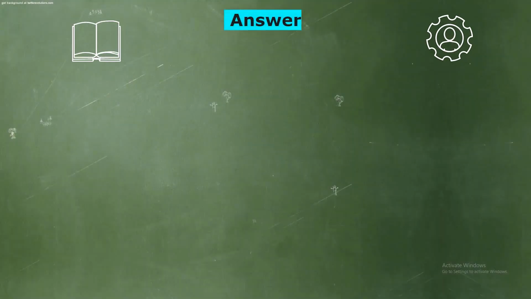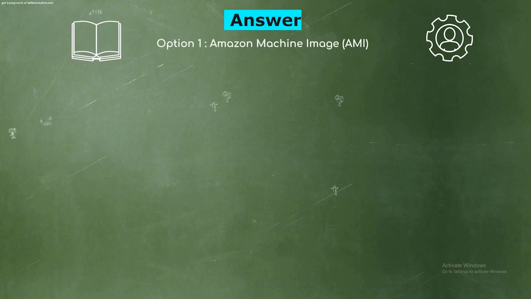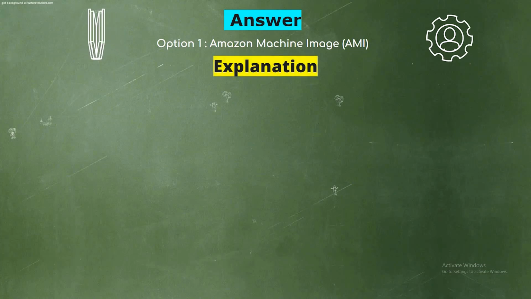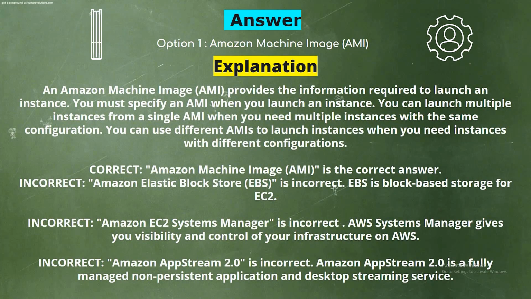And the correct answer is Option 1. Amazon Machine Image, AMI. Explanation. An Amazon Machine Image, AMI, provides the information required to launch an instance. You must specify an AMI when you launch an instance. You can launch multiple instances from a single AMI when you need multiple instances with the same configuration. You can use different AMIs to launch instances when you need instances with different configurations. Correct. Amazon Machine Image, AMI, is the correct answer.